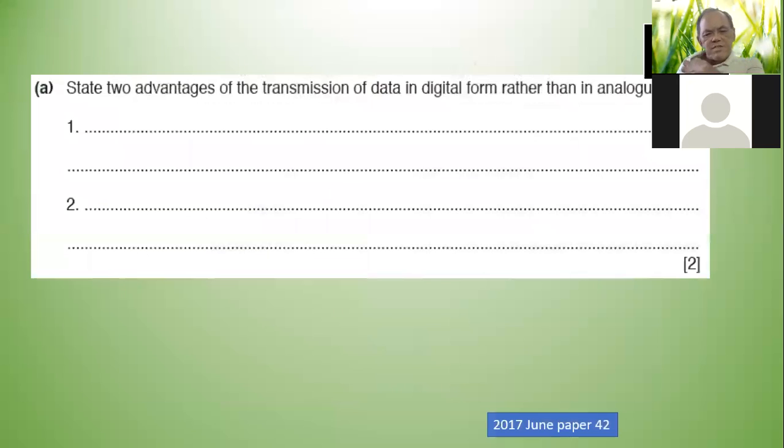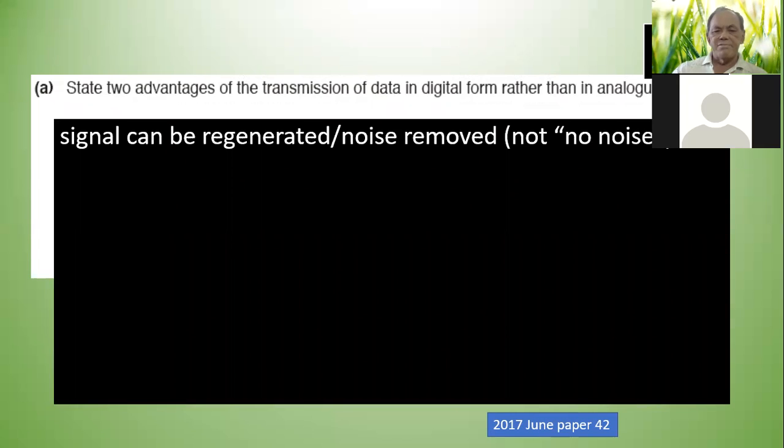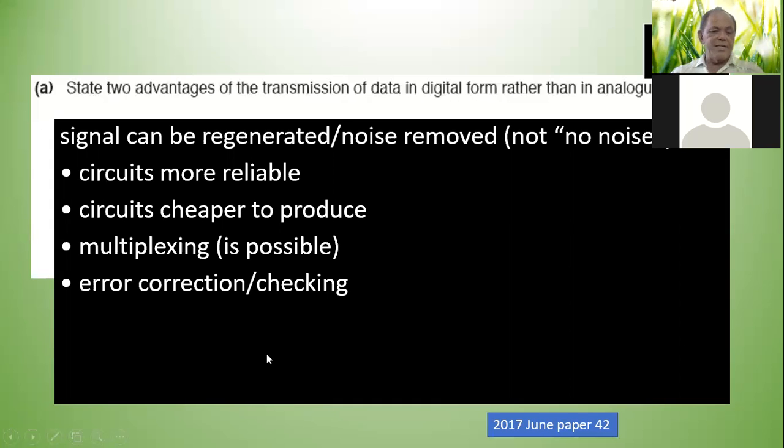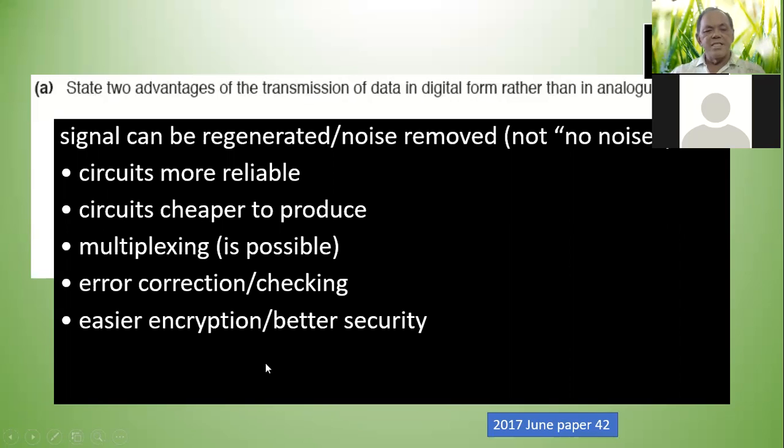State two advantages of transmission of data in digital form rather than analog form. Memory work: signal can be regenerated or noise removed. We remove the noise. Circuit more reliable. Circuit cheaper to reproduce because it can be mass produced, so it becomes cheaper. Multiplexing is possible. I can use different frequency carriers to carry the signal. Error correction. Right? You can check for errors. Easier encryption or better security.